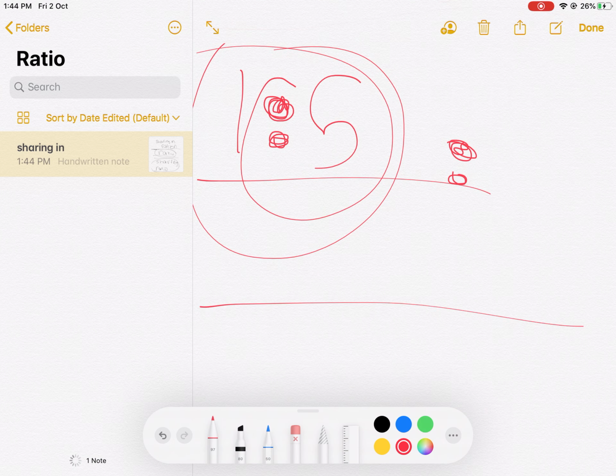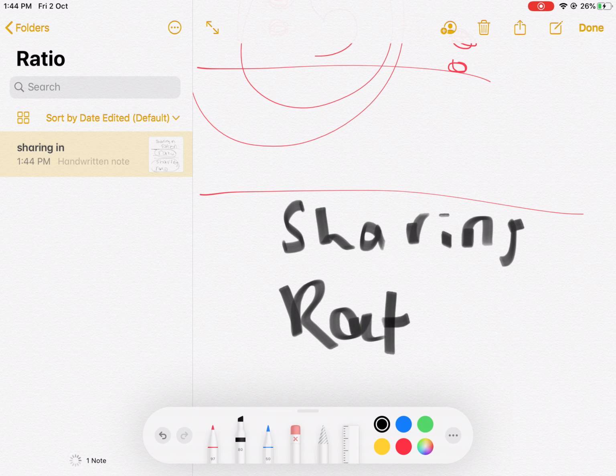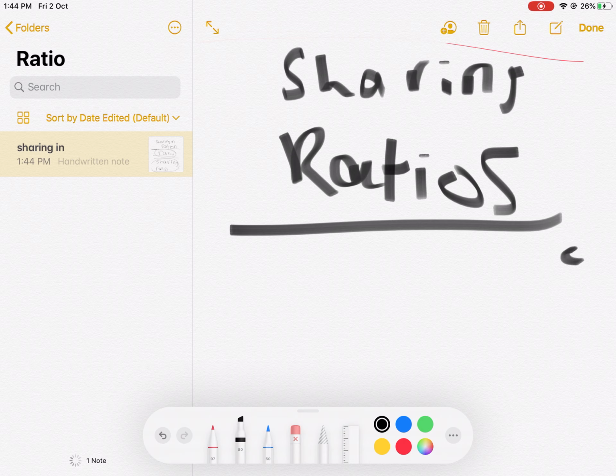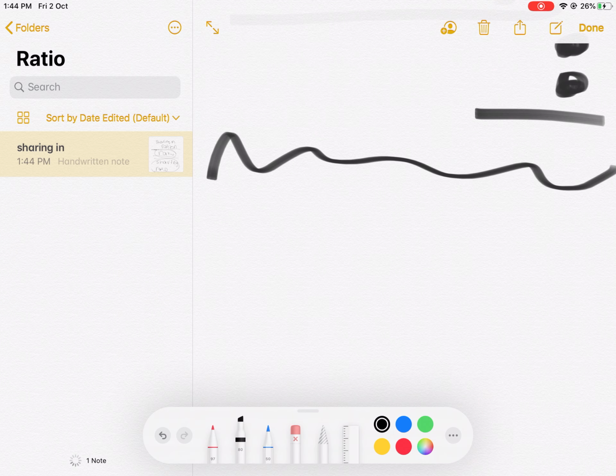So let's start now learning about sharing ratios, after we learned what a ratio is and what the symbol of ratio is. So that's the symbol of ratio. Yeah. So let's start sharing ratio. Sharing ratios works like this.